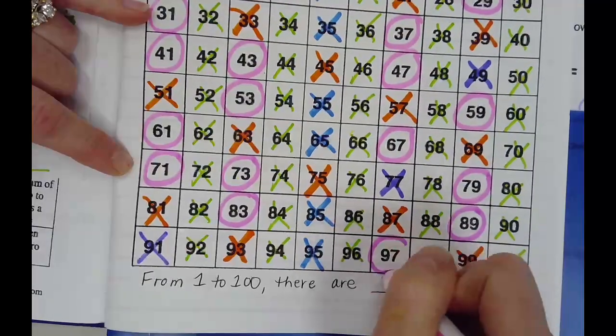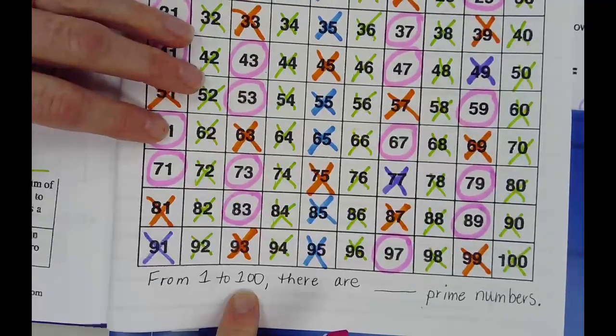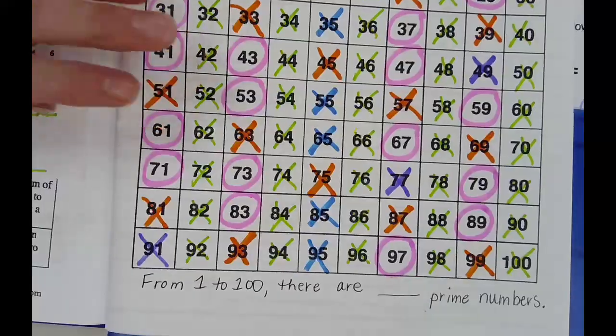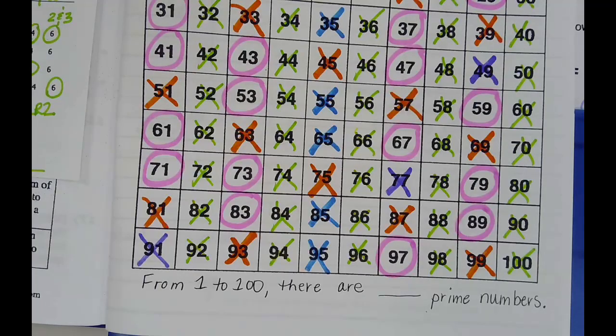Now, the question that we're going to end with. From 1 to 100, there are blank prime numbers. They are all circled. Raise your hand when you can give me the total number of primes between 1 and 100. Hannah, got an answer? I would count going down instead of across, but that works better for me. So you're counting. I see one hand. Anybody else have a total? I see 2 hands, 3 hands.